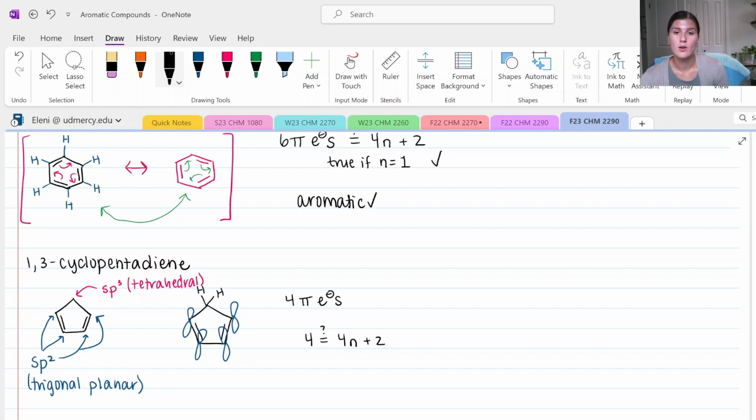Can we get 4 for our 4 pi electrons equal to 4n plus 2, with n being an integer? We can't. So these are not equal to each other. If n is 0, then we've got 4 equal to 2, which is not true. If n is 1, we would be writing 4 equal to 6, which is also not true. So this is not aromatic.